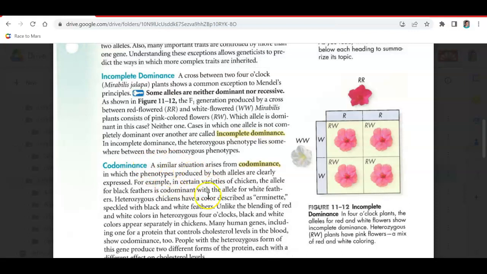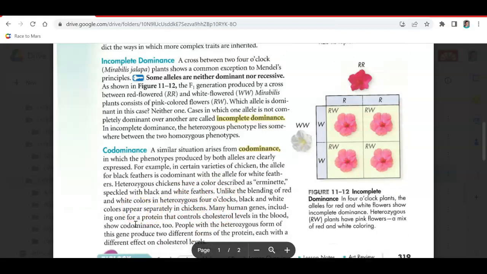Codominance. A similar situation arises from codominance, in which the phenotypes produced by both alleles are clearly expressed. For example, in certain varieties of chicken, the allele for black feathers is codominant with the allele for white feathers. Heterozygous chickens have a color described as erminette, speckled with black and white feathers. Unlike the blending of red and white colors in heterozygous 4 o'clocks, black and white colors appear separately in chickens.